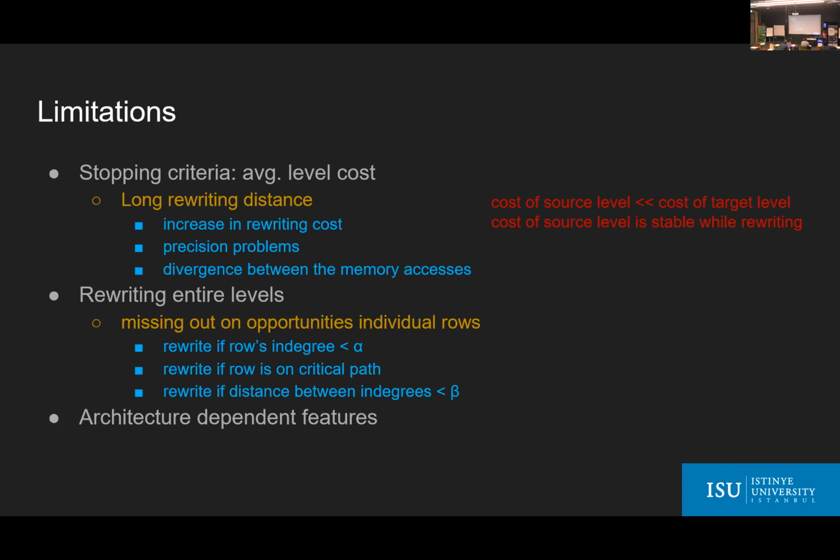Also, a divergence between memory accesses can be observed because while rewriting, you're changing the dependencies, even if you're increasing or decreasing or not changing the number of dependencies. Another limitation that can be talked about is the rewriting of entire levels. Since we're rewriting entire levels, we're missing out on the opportunities when we will be rewriting individual rows, and I have some examples of those here. Lastly, architecture dependent features are not taken into consideration in this algorithm at all.